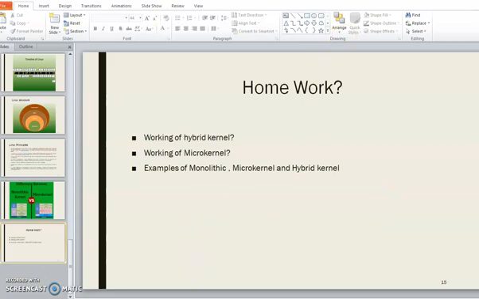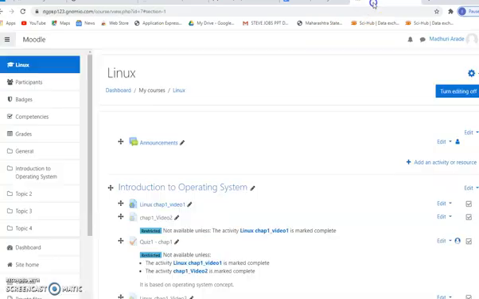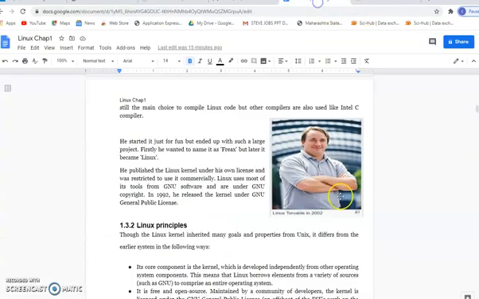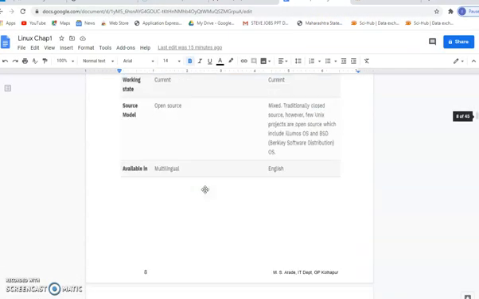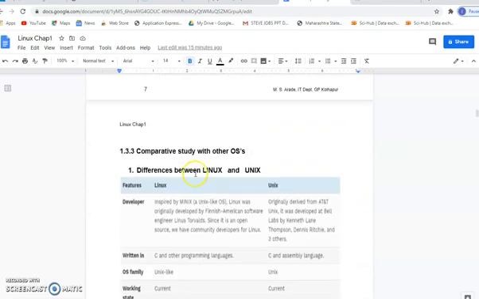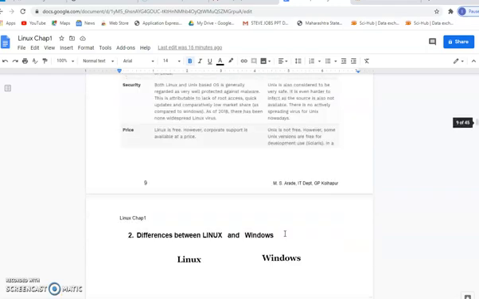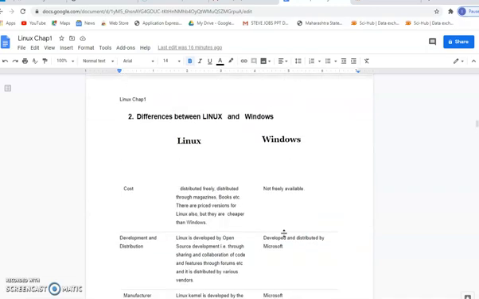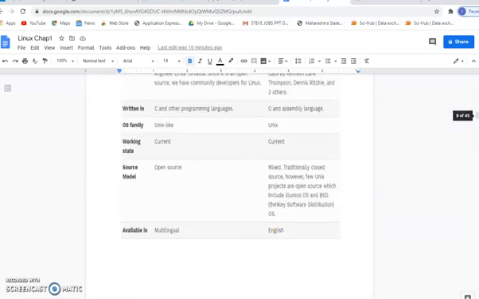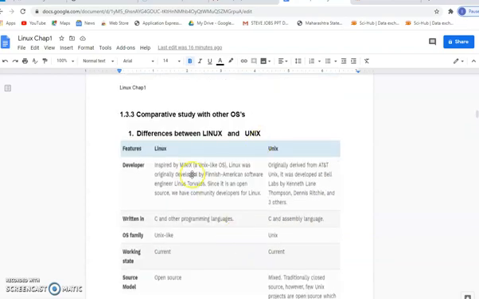Okay, the next point from your curriculum: comparative study with other operating systems. In this point, we are going to learn the differences between Linux and Unix, and the differences between Linux and Windows. First we will see the difference between Linux and Unix.